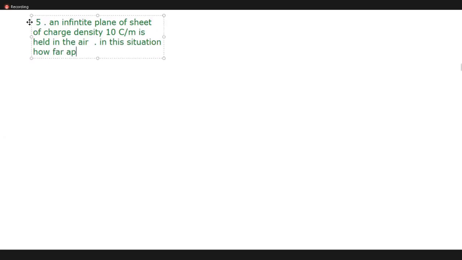how far are two equipotential surfaces apart? What do you mean by an equipotential surface? Any idea? Where the potential difference, let me write it as PD itself, is 5 volt.